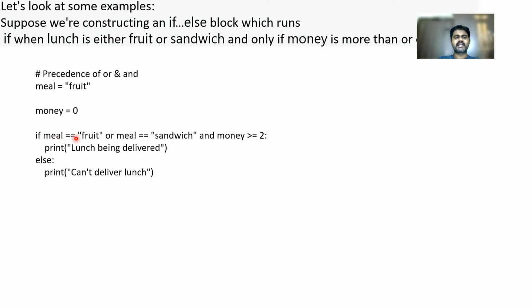So first it takes if meal equal to fruit. Okay, so it is satisfied. So it's not going for AND. So we'll get lunch being delivered. So we should be very specific here.